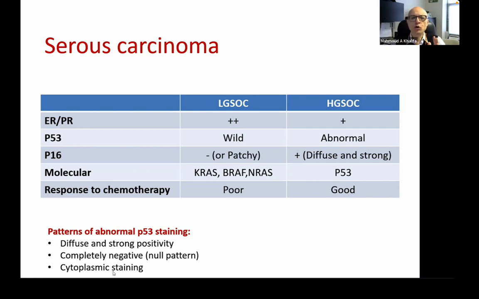Some of us don't know that if you see cytoplasmic staining of P53, that is also abnormal. So if you see any of these three patterns, then probably you are dealing with high-grade serous carcinoma. Again, I emphasize your oncologist really wants to know if it is high-grade or low-grade, because they want to know if the patient is going to respond or not. Even if they give this patient chemotherapy, they know that she is not going to respond to chemotherapy.